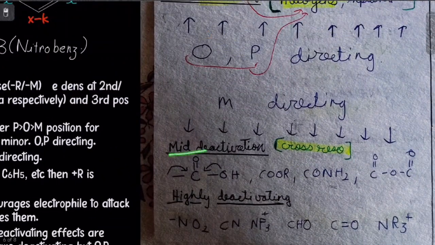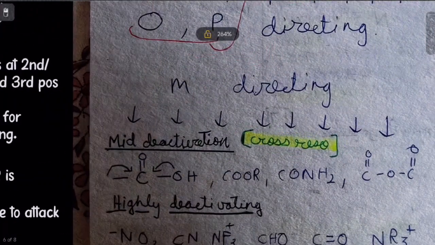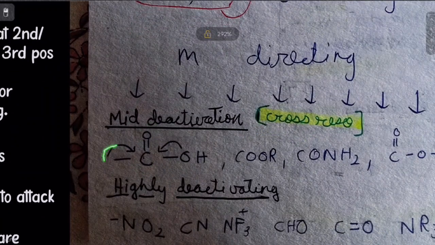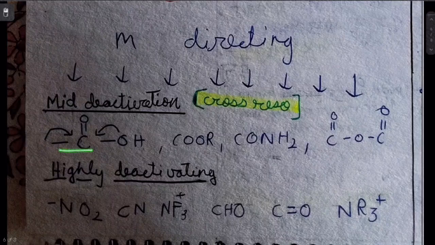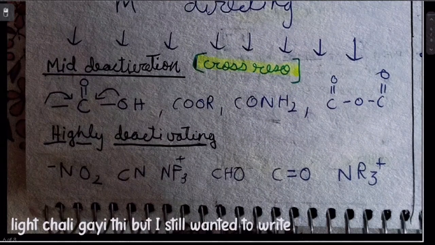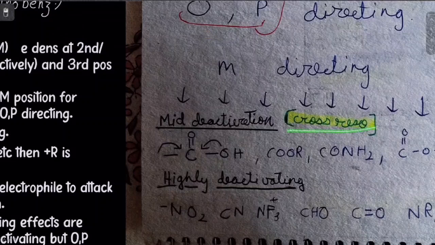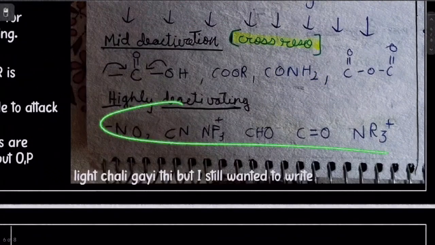Now we look at medium deactivation. Again, it's the case of cross resonance here. You can see that it is also taking electrons from here and also from here. So it can't focus on our benzene ring. And the highly deactivating ones are the ones which are not engaged in cross resonance and can focus on the benzene ring, which are these groups.